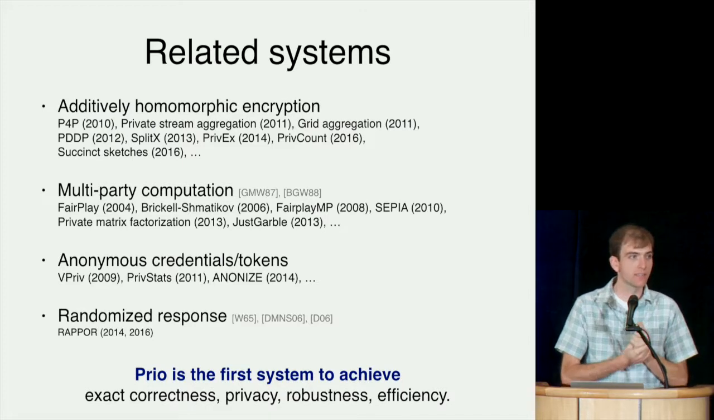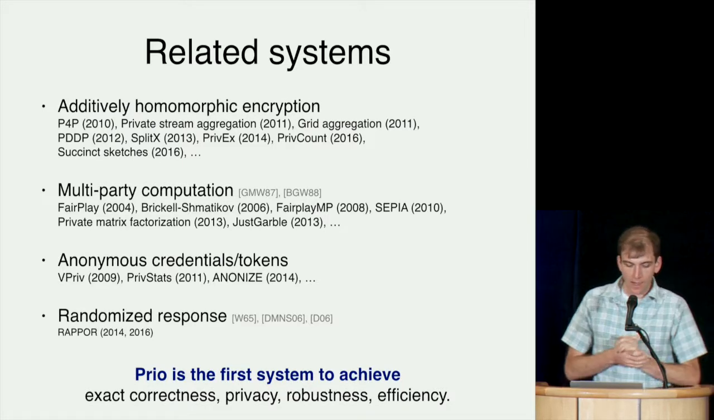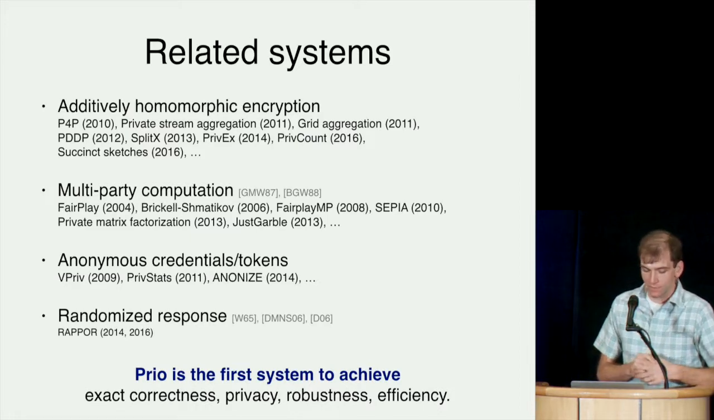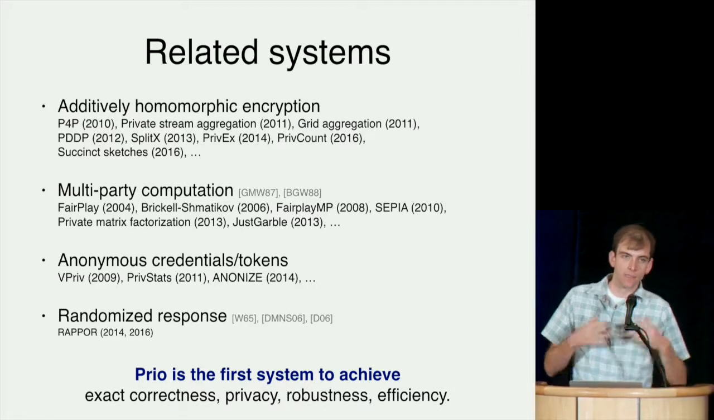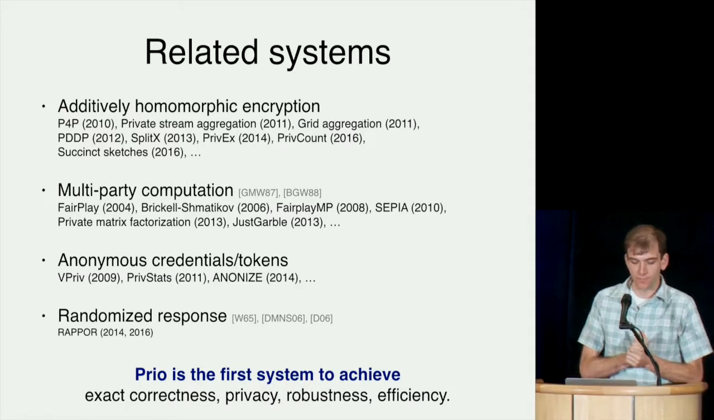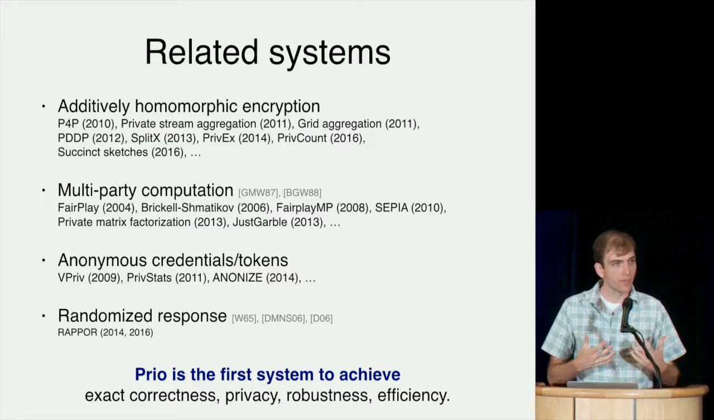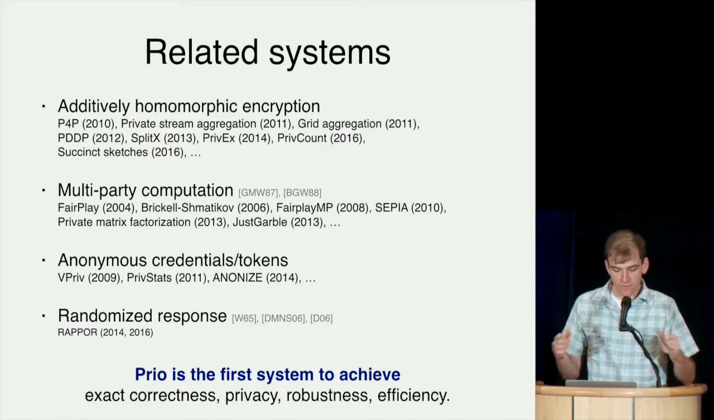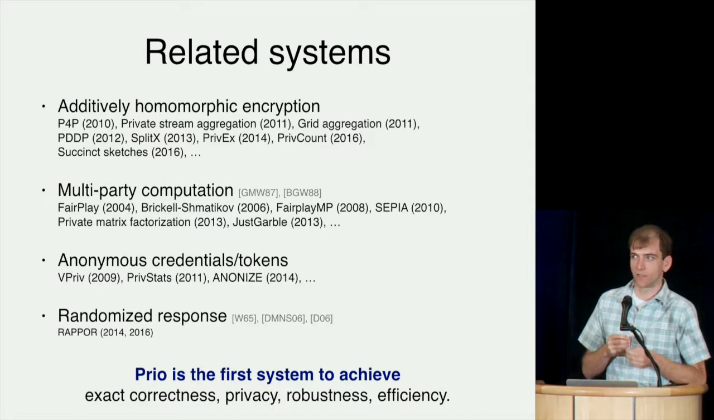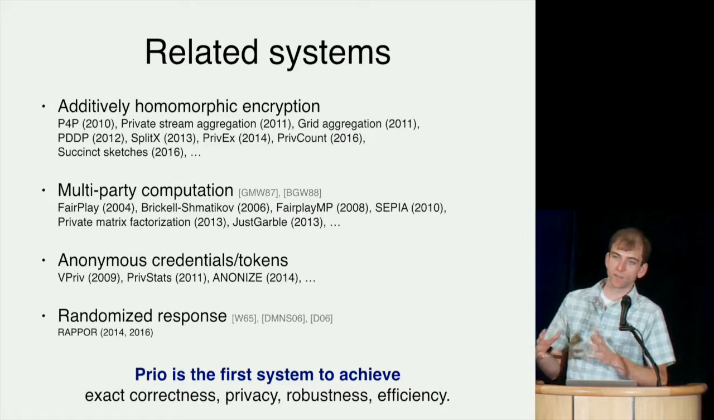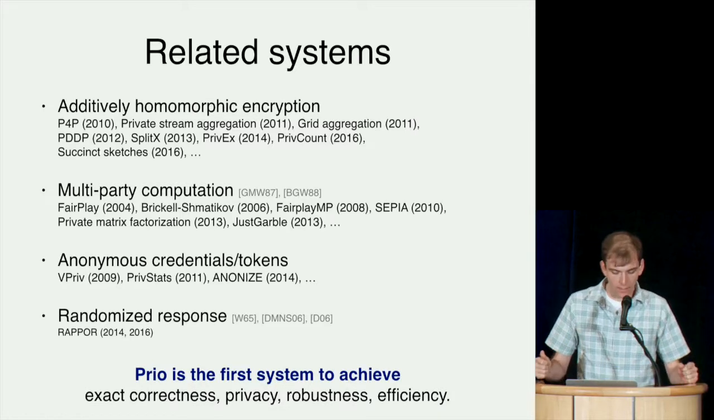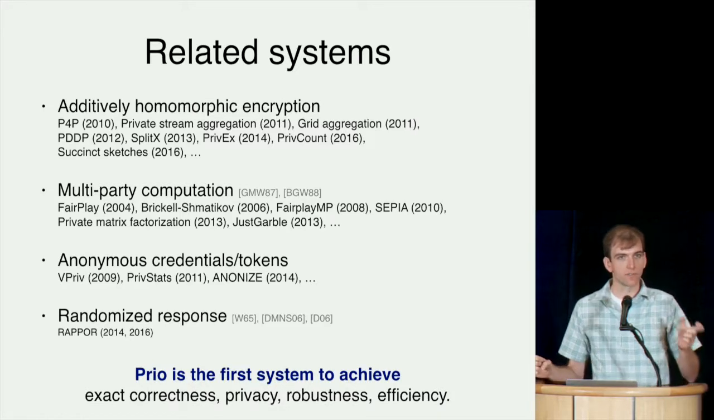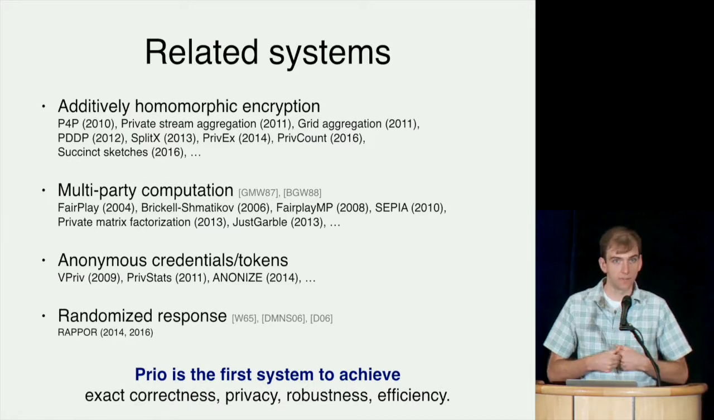So there's a ton of related systems for private aggregation, so I thought I would mention a few of the different techniques you could possibly use to solve this problem. There's a bunch of systems that use things like additively homomorphic encryption to compute private sums and other types of private statistics. There's systems that use general purpose multi-party computation, such as Fairplay and others. You can also use anonymous credentials or anonymous tokens in combination with an anonymizing proxy like Tor to solve this problem. And then more recently, there have been a number of pretty cool systems based on randomized response to achieve differential privacy for certain types of statistics, including one that's used in the Chromium browser.